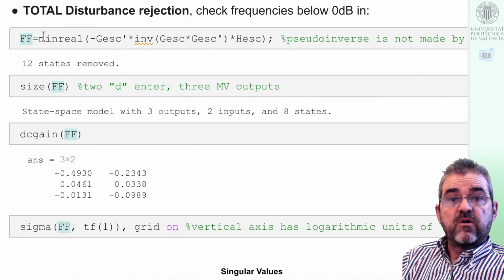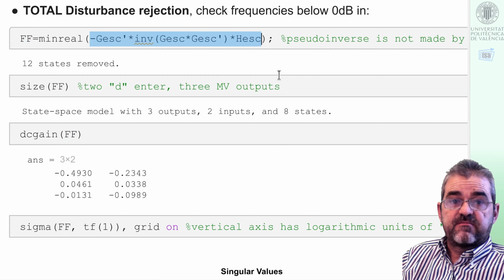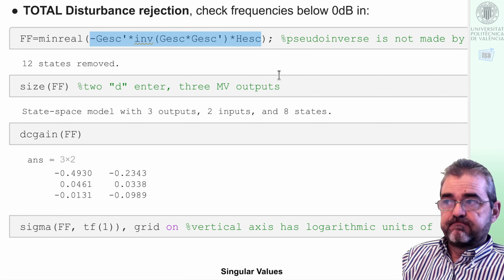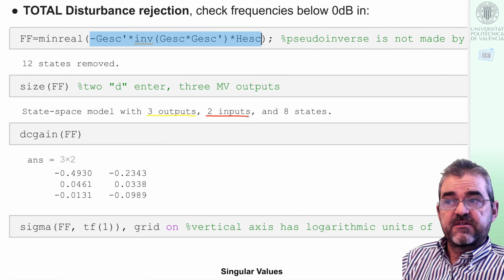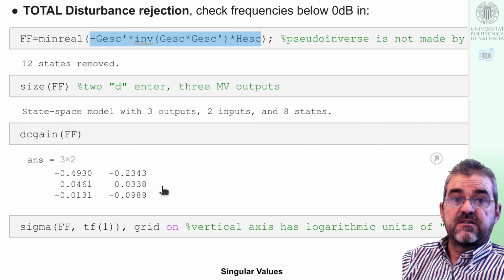If we now go to the total disturbance rejection problem, then this will be the feed-forward with the pseudo-inverse that would do the trick and totally cancel the effect of disturbances if they were measurable or observable. So this feed-forward has 3 outputs, which are controller actions, and 2 inputs, which are disturbances. And then in previous videos we just analyzed the DC gain.